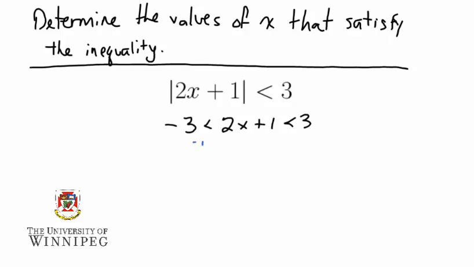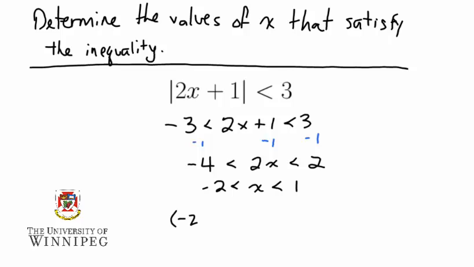From here, we could subtract 1 from all three portions of our inequality, which gives us negative 4 is less than 2x, which is less than 2. And we could divide all three portions by 2 to get negative 2 is less than x is less than 1. Our last step here is just to write this in interval notation. We could write this as negative 2 to 1. And as a set, this is the set of all x values satisfying x is between negative 2 and 1.